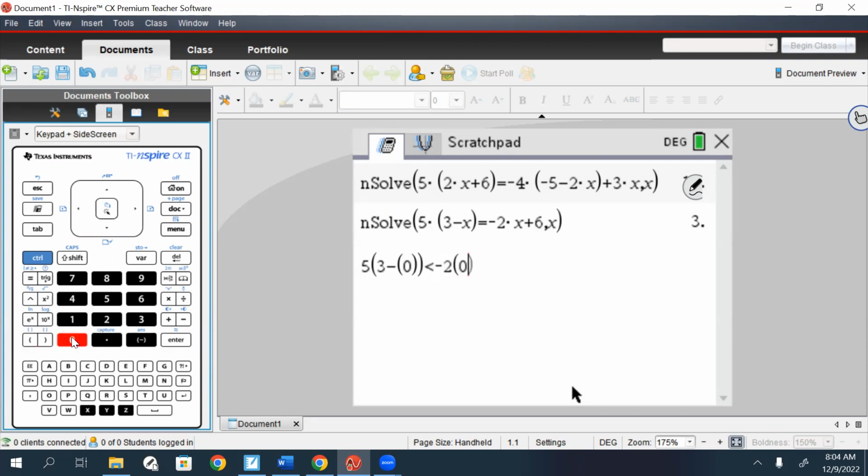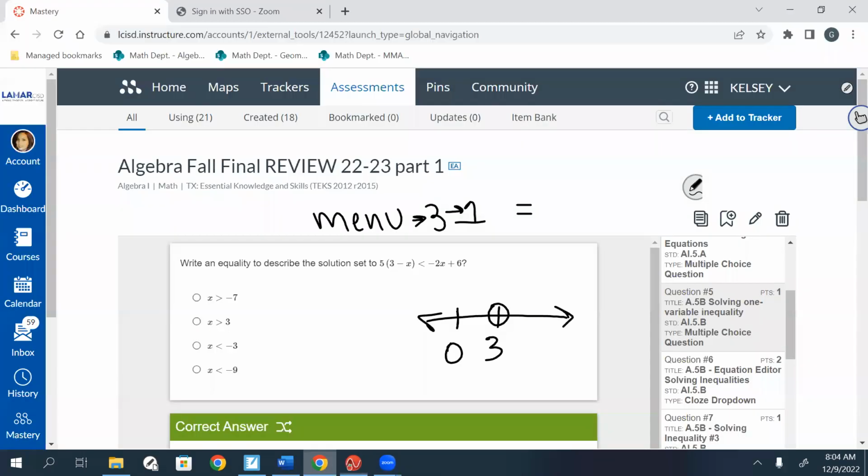So put 0, close that up there, and then plus 6. And now we're going to press enter, and it's going to tell us true or false. So it says false. So that means we plugged in a number over to the left of our magic number there, and it said false. So we're not going to go that way because we have to shade our arrow one direction or the other. We plugged into the left, it said false. So we have to go the other way. So we're going to end up going to the right.